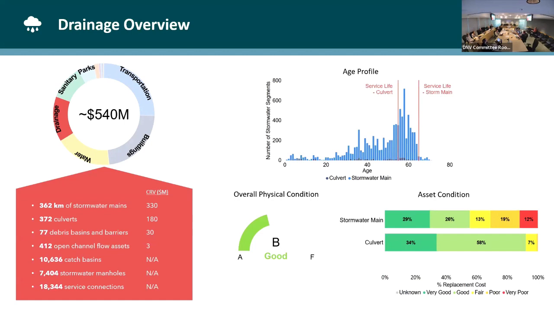Drainage. Okay, perfect. It's interesting to me that actually 31% of our drainage system is in poor to very poor condition, which is significant. It's not just the 12% that's in very poor condition.